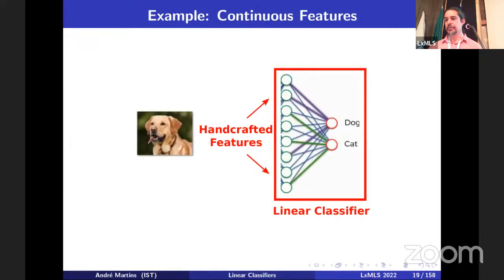Okay, so going back to this figure that I had in the beginning with the neural network and focusing on the output layer, what we are doing is assuming that some expert is really good at defining features that depend on the image and that represent properties of the image that are useful to classify the image as a dog or a cat. So this is what I mean by handcrafted features.